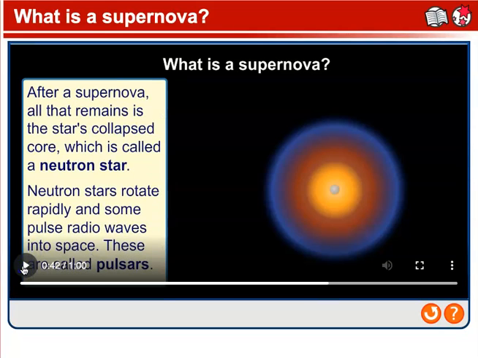After a supernova, all that remains is the star's collapsed core, which is called a neutron star. Neutron stars rotate rapidly, and some pulse radio waves into space. These are called pulsars.